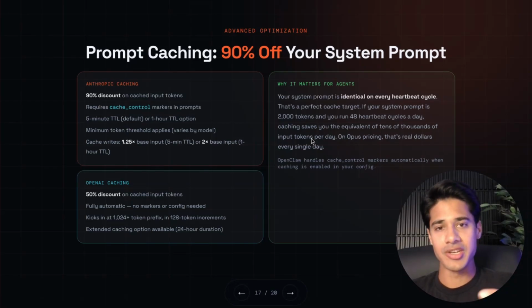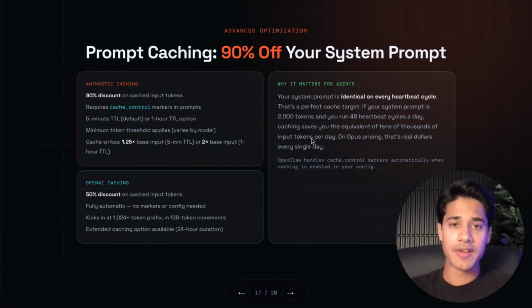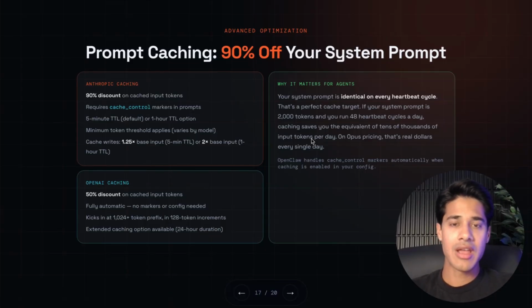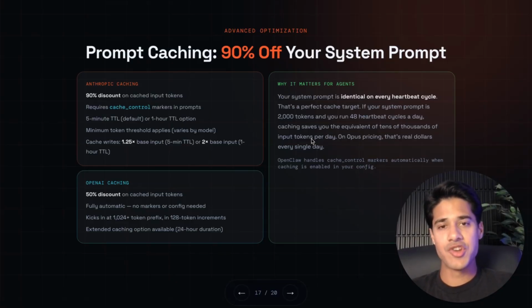OpenAI handles caching differently. It's automatic with no markers needed. Any prompt prefix that's longer than 1024 tokens is going to get cached automatically. The discount is 50% on cached tokens, which is less aggressive than Anthropic's 90%, but requires absolutely zero configuration on your end. If your system prompt is 2000 tokens and you're running 48 heartbeat cycles a day, caching can save you the equivalent of tens of thousands of input tokens per day. On Opus pricing, that can be a lot of money.